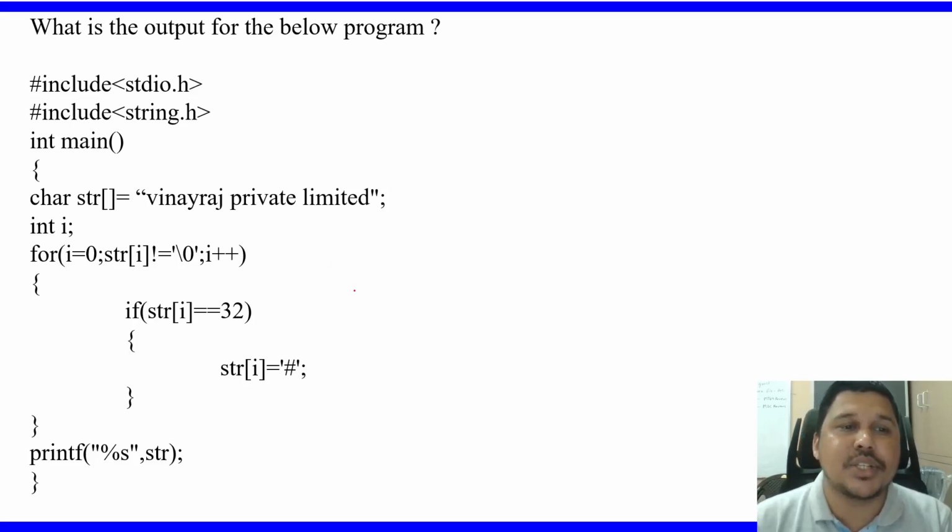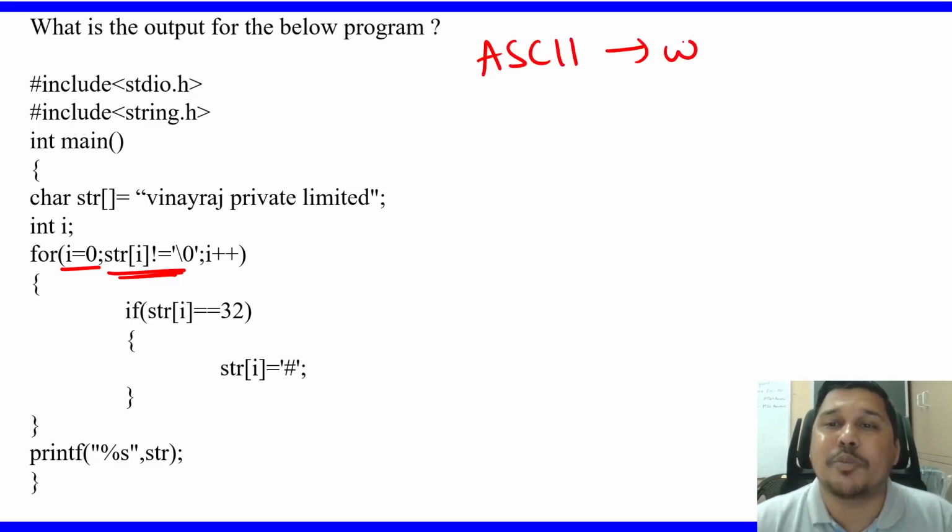Okay, please see this question, try to guess the answer, then go through my explanation. So let's try to solve this. There is a string which contains Vinay Raj Private Limited. A lengthy string is there, int i, for i equal to 0 until it is the null character, go inside. If str[i] is equal to 32, what is this 32 here? Actually, the ASCII value of white space is 32.